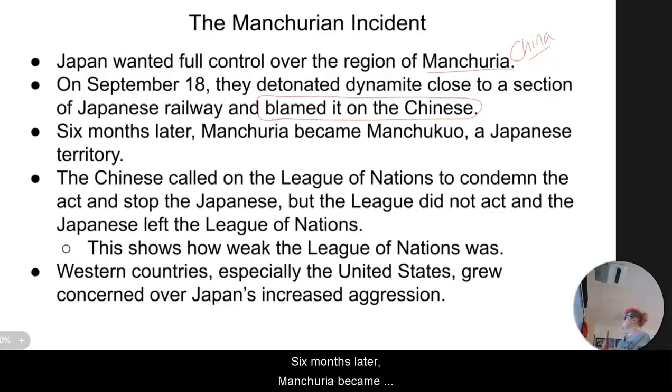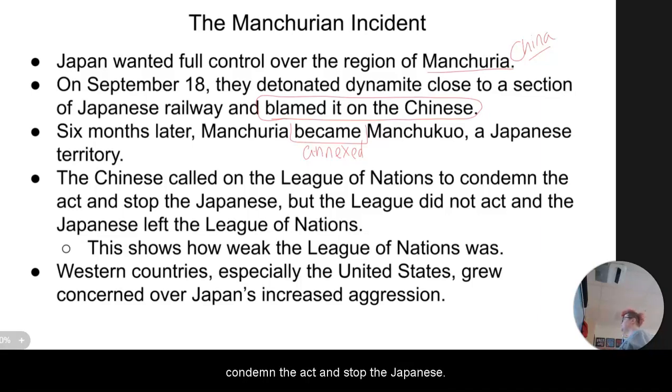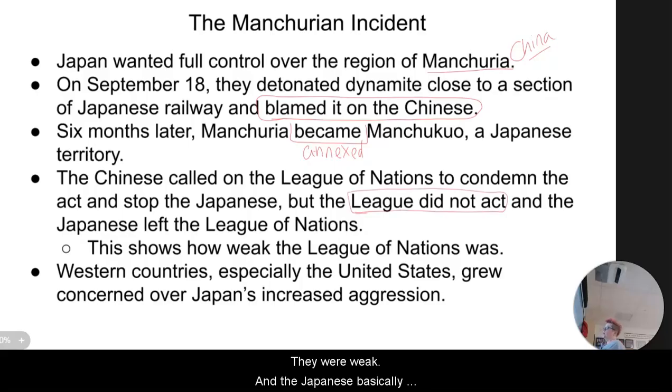Six months later, Manchuria became Manchukuo, a Japanese territory. So again, when we think of that word, they annexed it. The Chinese called on the League of Nations to condemn the act and stop the Japanese, but the League did not act. They were weak. And the Japanese basically just said, you know what? We don't want to deal with this anymore. We're out. And this shows, again, how weak the League of Nations was.